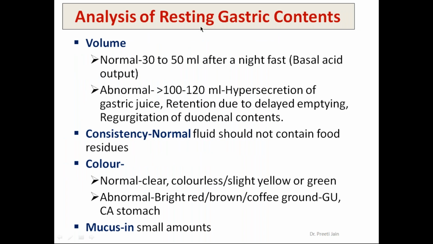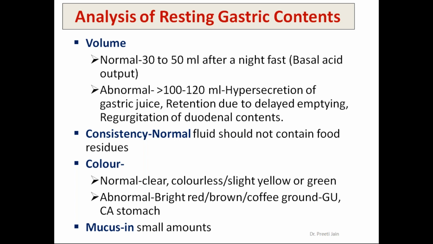So this is the analysis of the resting gastric contents. कैसे analyze करते हैं उसमें you ask the subject to overnight fast. You must have not eaten anything in the morning, and then the gastric contents are aspirated, एक tube डाल के, either through the nose or the throat. The contents of the stomach are aspirated or taken out, and they are analyzed.